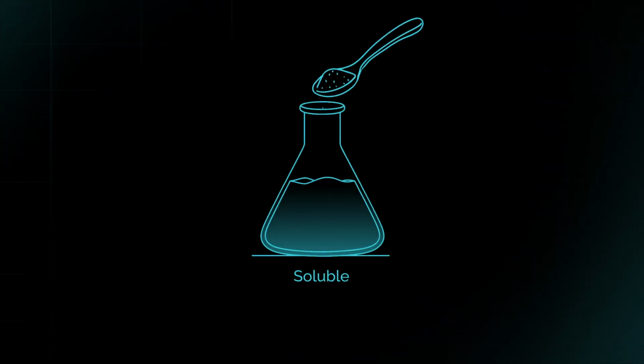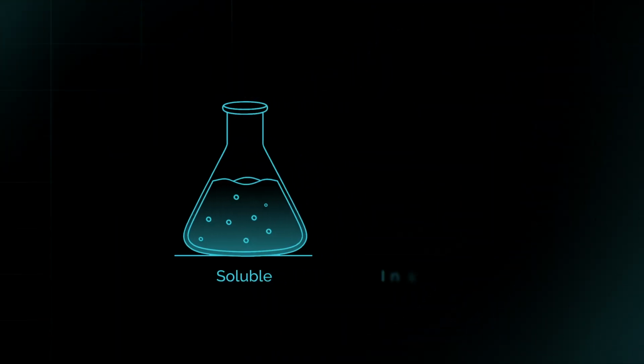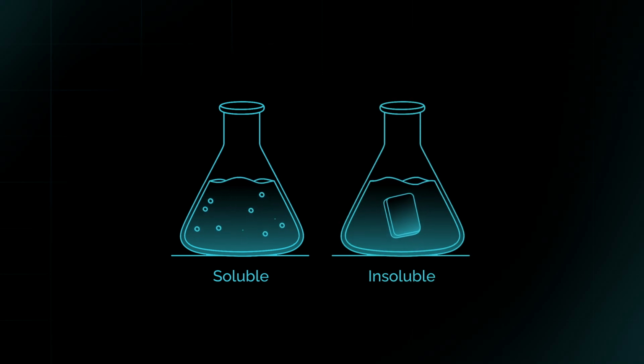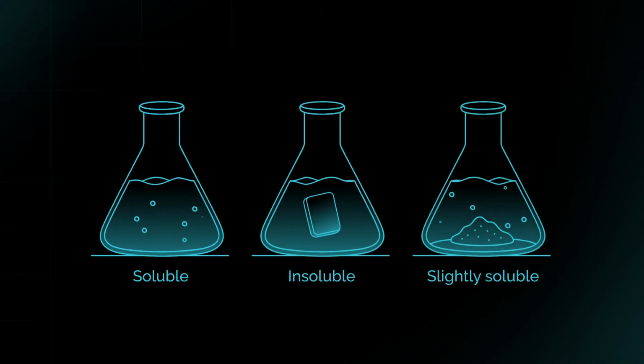Some solids, like table salt, readily dissolve in water, while others, like a bar of platinum, don't dissolve at all. Slightly soluble salts lie somewhere in between. They dissolve just enough for a small amount to enter solution, while most remain solid at the bottom. To quantify how much dissolves, we use the solubility product constant, KSP.